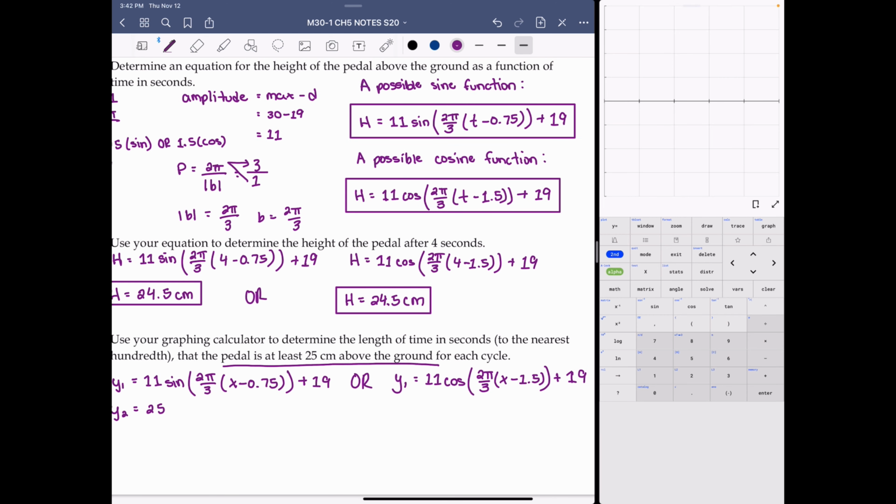And then graph that. Need to change my window. I can try standard. So I need to see higher up. Remember my pedal goes from a height of 8 to 30, so I'm going to go y min 0, y max 30, counting up by fives. And then my x-axis is time, so I don't need to see negatives, so 0 to, one cycle was 3 seconds, so I can go up to maybe 5.